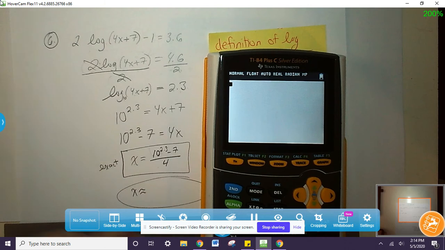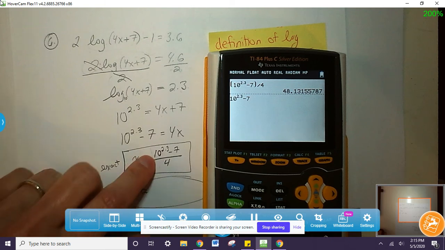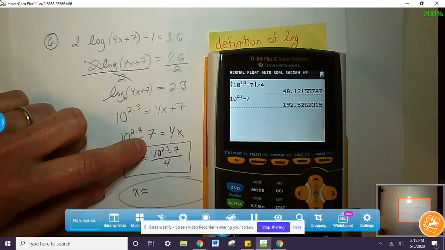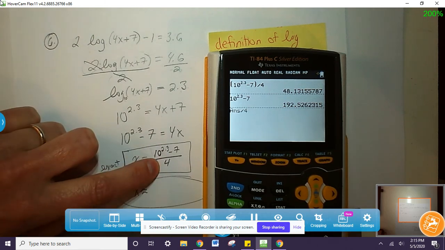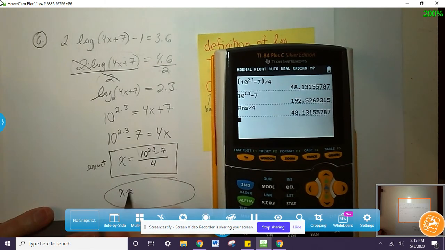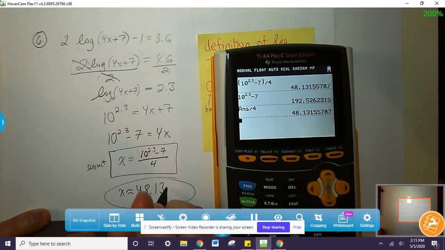So again, two options here. You can either do the whole numerator in parentheses. That's because it's two terms. The denominator doesn't need parentheses in this case because it's one term. Or the other option for you, if you're kind of overwhelmed by all those parentheses, is just put the numerator in, hit enter, and then hit divide. The calculator will take the previous answer, and you can just divide that by 4. Either way works. So what you should get is 48.1316, and that's your decimal approximation.